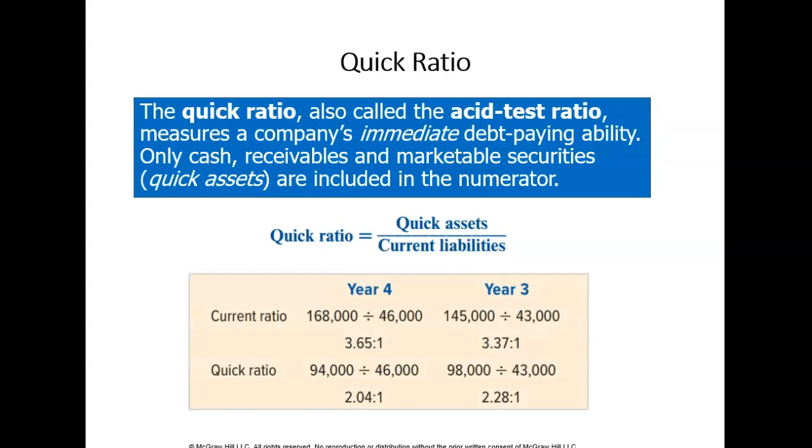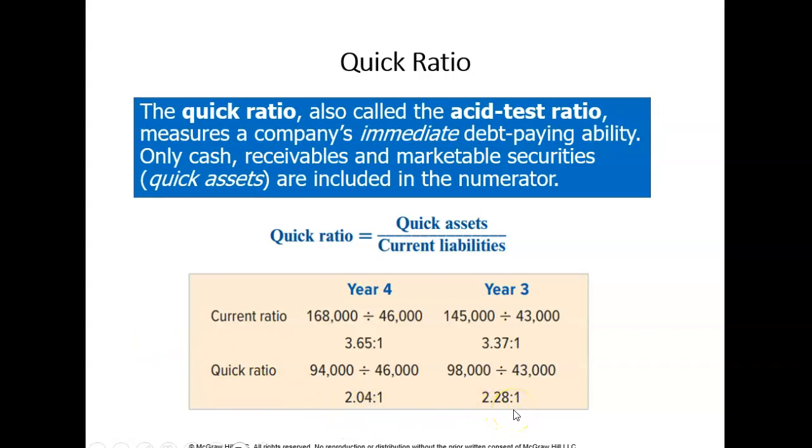So now let's see with the quick ratio, it may be a little tighter. With the current ratio, it was 3.65 to 1 in year 4, 3.37 to 1 in year 3, which looks really good. But now let's dive a little bit more into the weeds, if you will. We're taking away certain current assets, and we're only including pretty much those assets that are either in the form of cash already or that we can convert into cash in a relatively short period of time. So now the ratio goes down to 2.04 to 1, and 2.28 to 1.